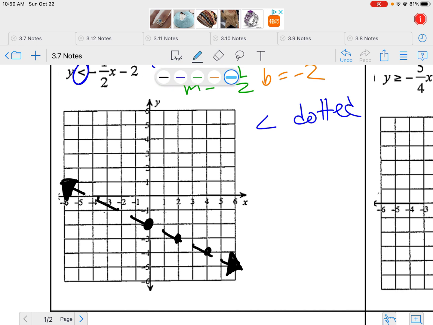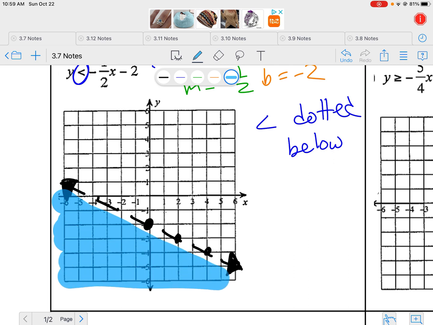So the next thing I have to figure out is how am I going to shade it? So because it's less than, I'm going to shade below. So again, I'm going to find the y-axis or the y-intercept, and I'm going to shade everything below it. And because it's dotted, I'm not going to include the dotted line. I'm just going to include everything below it. So if we're talking about solution sets or solutions, any point in this green area could be a solution.